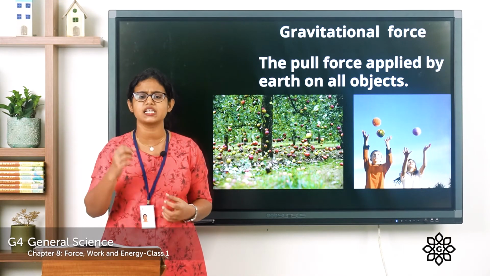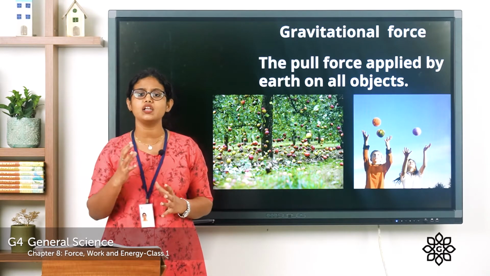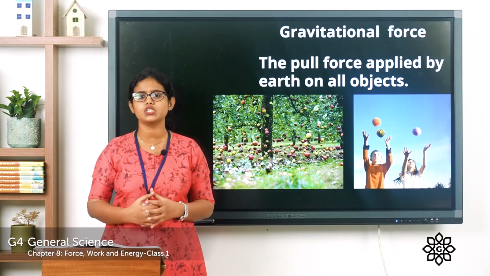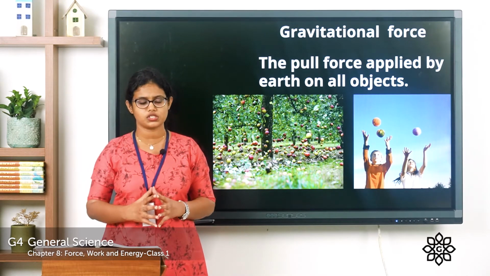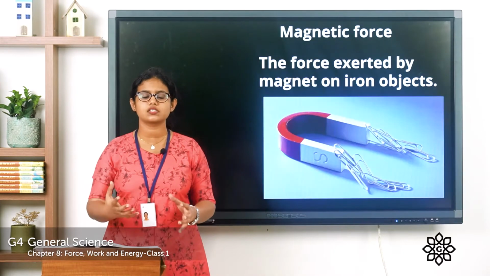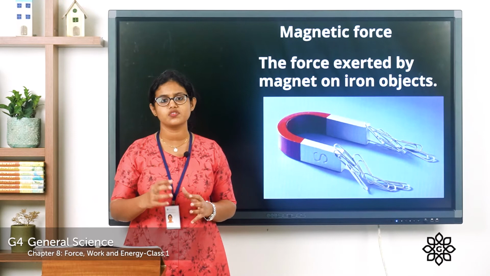So earth attracts everything towards it. It applies a gravitational force. It pulls objects towards it. So that is called gravitational force. So, which is the next type of force? The next type of force is the magnetic force.